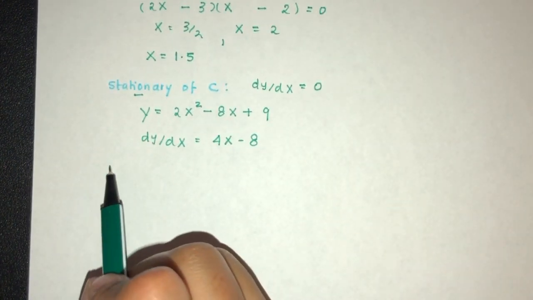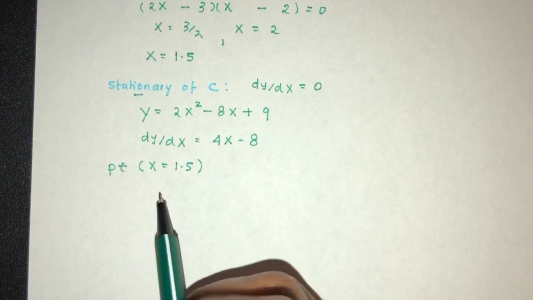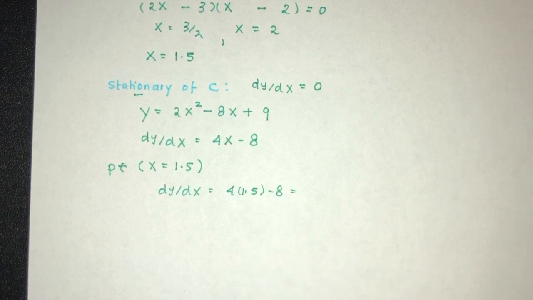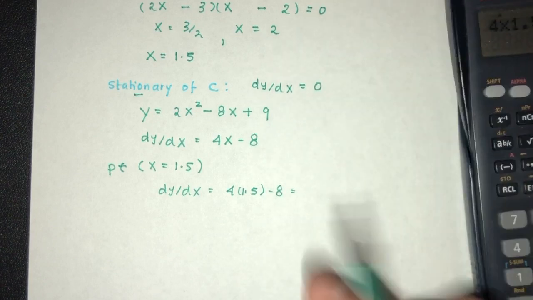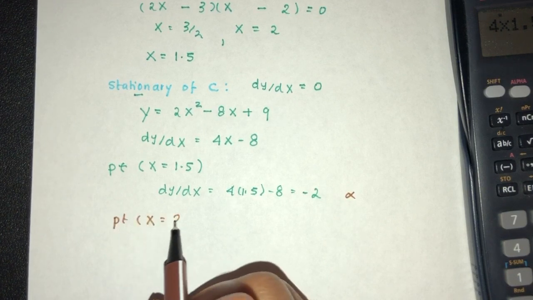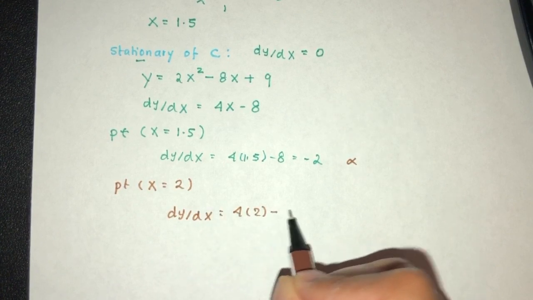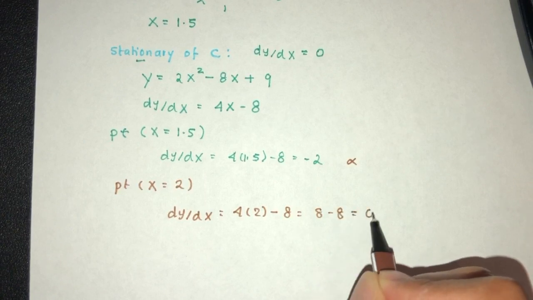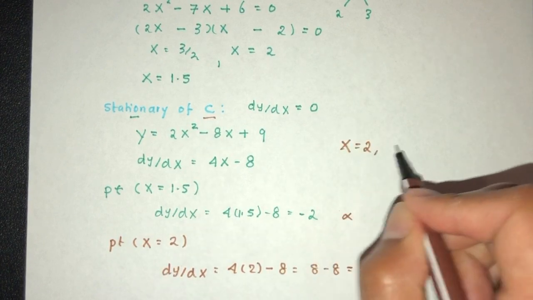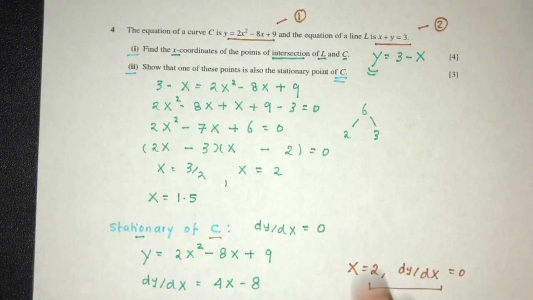Now we have to check. For the point where the value of x is 1.5, let's see what happens. So dy by dx at 1.5 is 4 times 1.5 minus 8. That will be what? Minus 2. So it is not good. Now the point where the value of x is 2, let's check what happens. dy by dx at x equals 2 will be 8 minus 8, and that will be 0. Here you go. So we prove that at the point where x equals 2, dy by dx is equal to 0, which proves it is a stationary point. And that will be part 2 of the question.